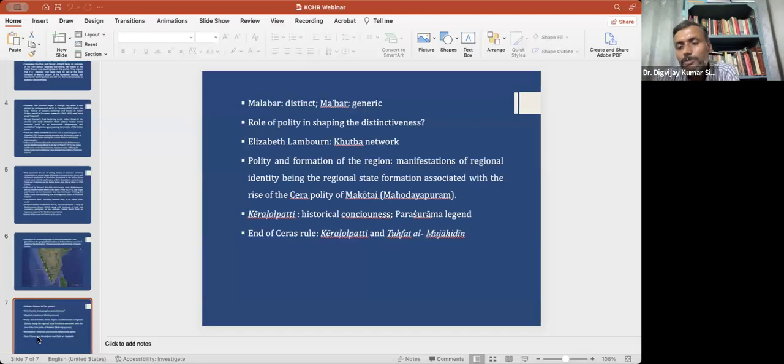And while we think about answering this question, there is the second part of the narrative of the Keralolpatti, the section where it describes the end of the Chera rule. It is well known that the last Chera ruler converted to Islam and left for Makkah, and he died there.